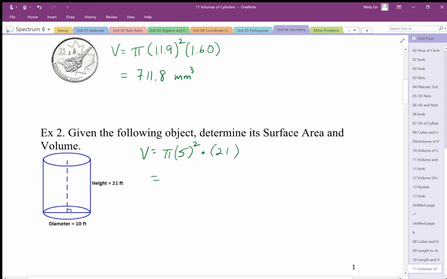So we get 5 times 21. 5 squared times 21 works out to be, what's that going to be, 1,000, or sorry, 25 times 21. That's going to work out to be 500, I think. 525. So we're going to end up with 525 pi, in this case, cubic feet. And if we want to work out the decimal value of that, it is 1,649.3. So this is approximately equal to 1,649.3 cubic feet.